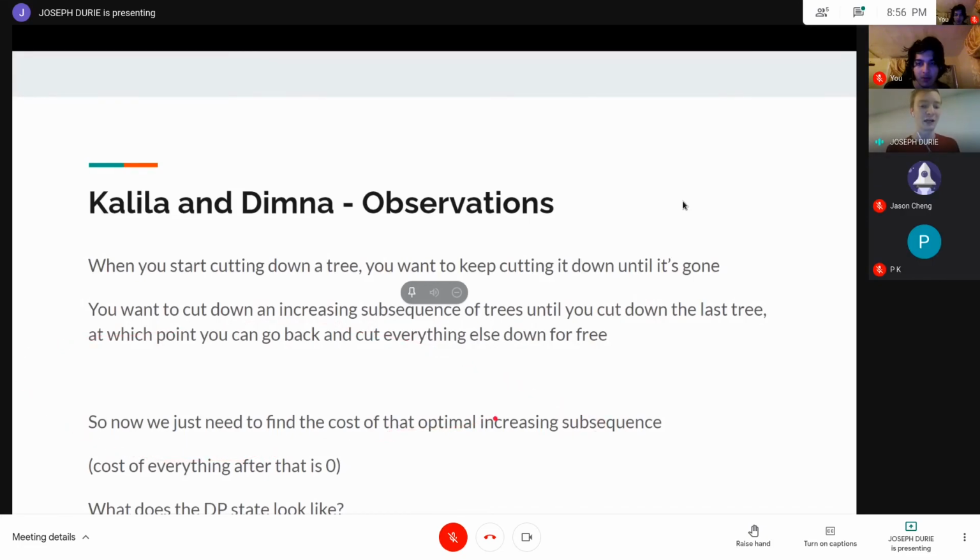Because the cost of everything afterwards is 0. So given that we're cutting down these trees in ascending index order, how do we turn that into a DP?